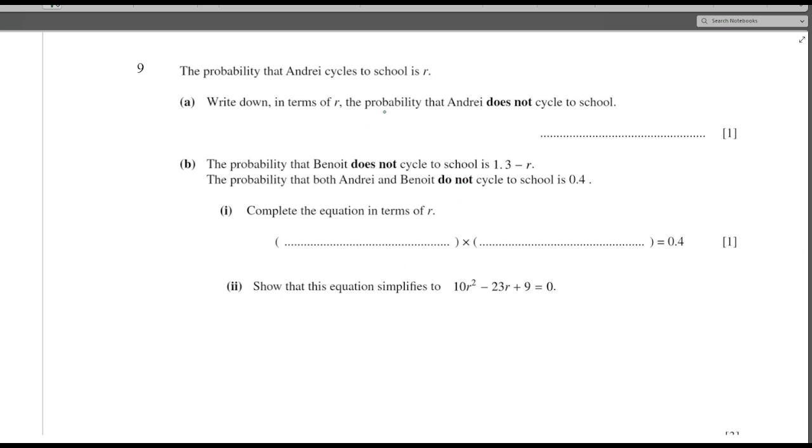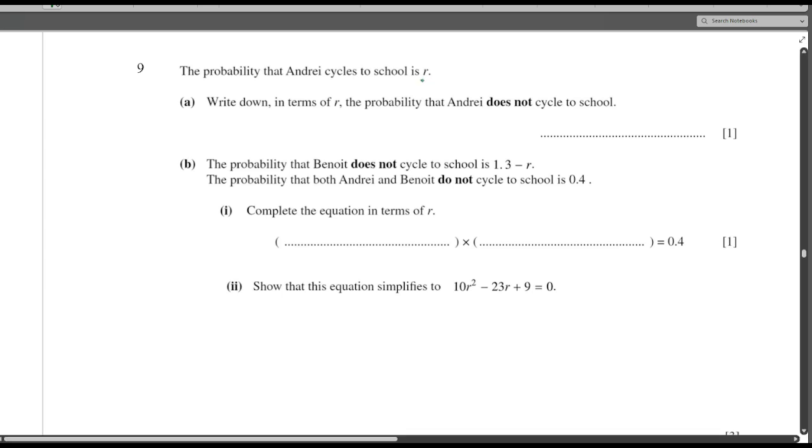The probability that Android cycles to school is R. Write down in terms of R the probability that Android does not cycle to school. Okay, the probability of cycling to school is given as R. So the probability that Android does not cycle to school will be 1 minus R.